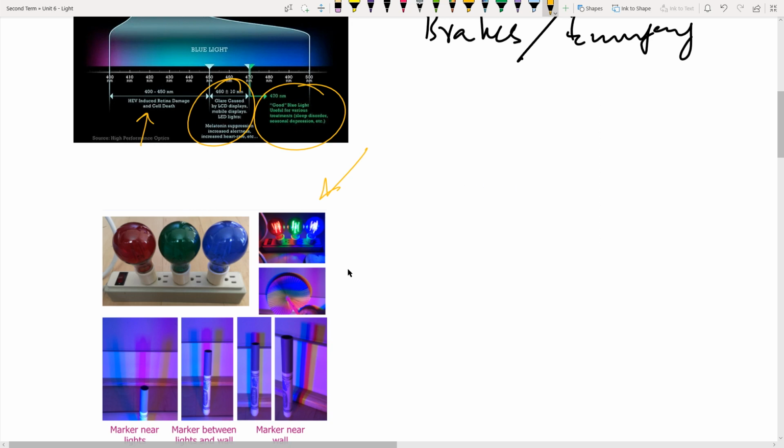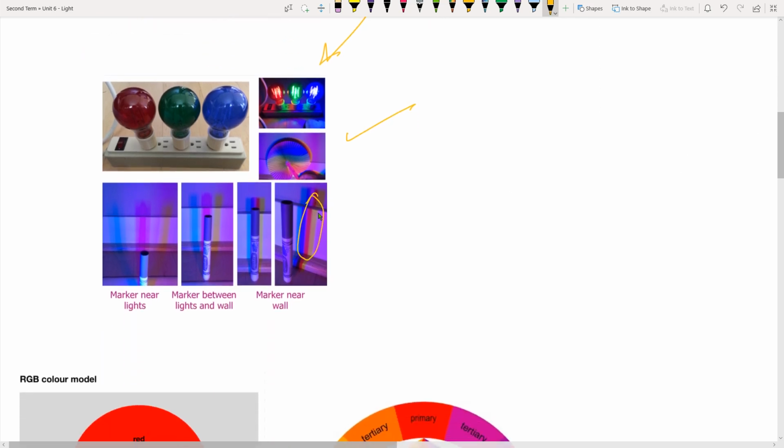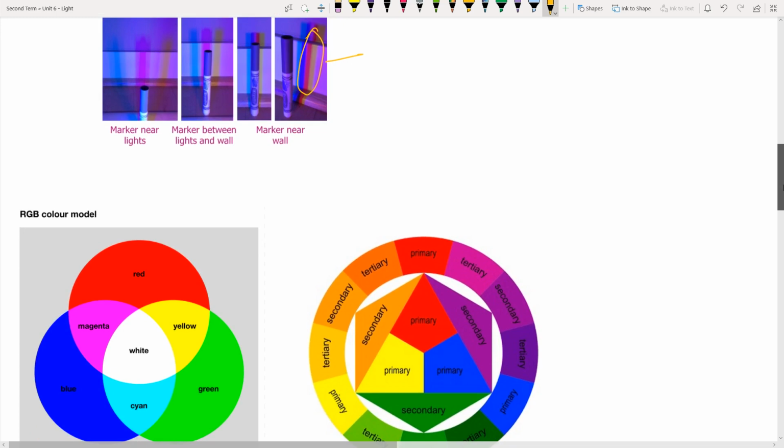So this is the light bulb experiment we did in the classroom, right? And this is the spectrum that Ayan was doing with the prism over there, right? We tried to do this in the classroom as well.